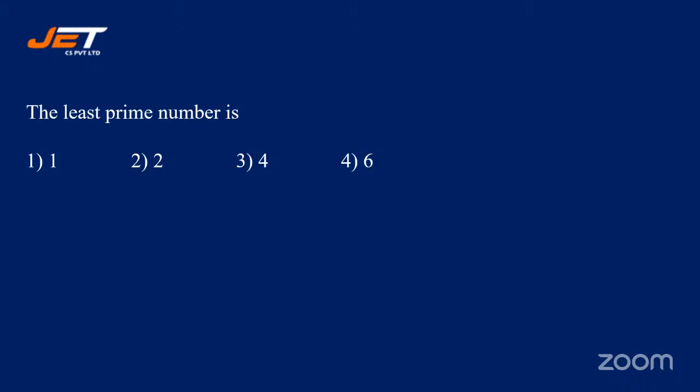Now what is the least prime number? That is obviously an even number. So the least prime number is 2. Good students, I can see in the chat box. See the next question.